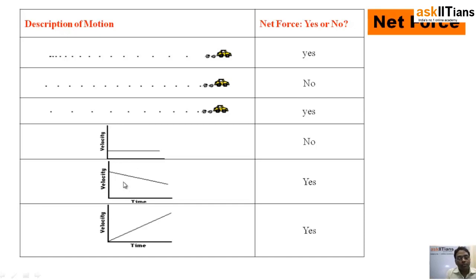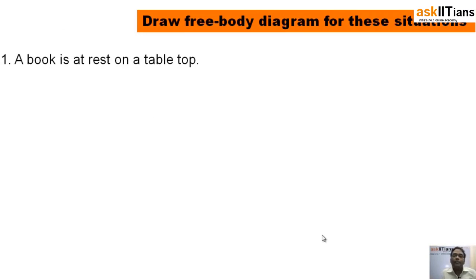If we try to talk about this case, the velocity is decreasing. That means there is something known as retardation, the body is slowing down. So when the body is slowing down, there is a net force acting. Similarly, when we say that the velocity is increasing with time, we will say that there is a force acting. This is clear?